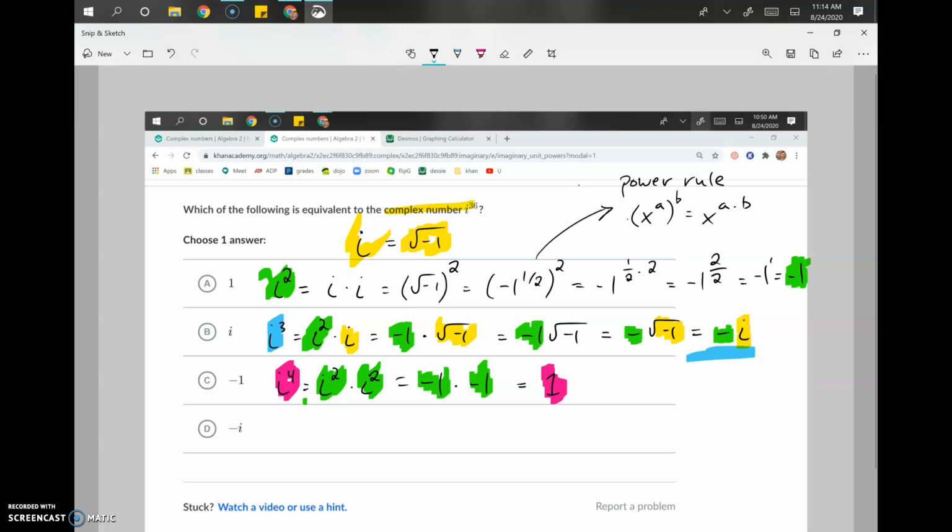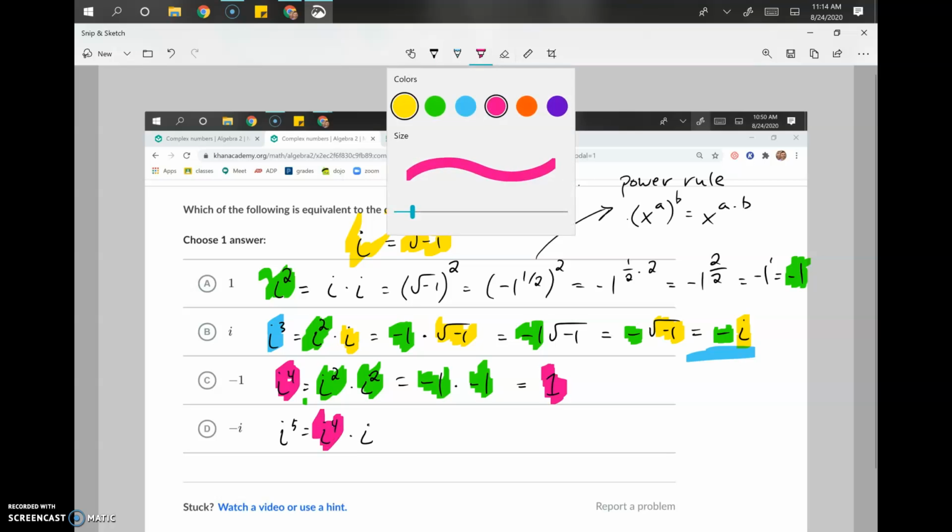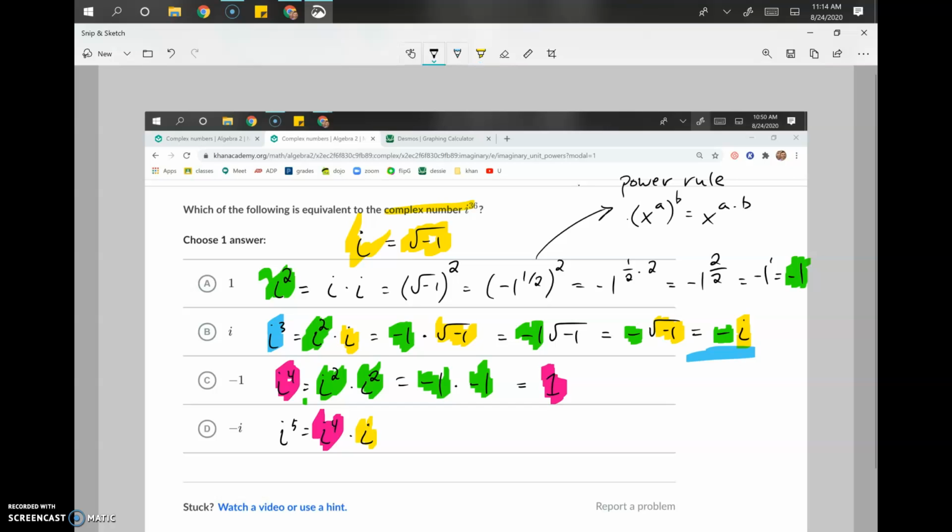So let's consider i to the fifth power. I to the fifth power is the same thing as i to the fourth power times i. Well, that's essentially the same thing as +1 times i, which is i. So i to the fifth power is the same thing as i.